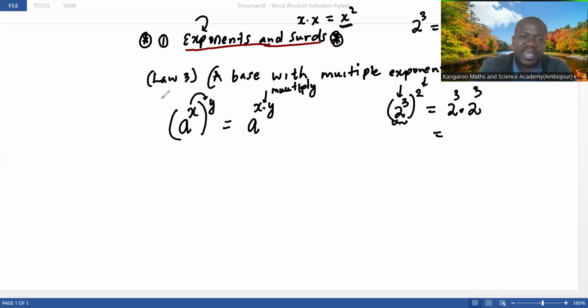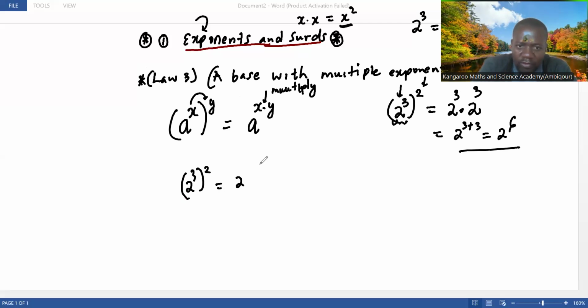And this is the key, guys. Actually, law 1, law 2, and law 3 are the keys in maths. So you see, this becomes 2 to the power of 3 plus 3, which is just 2 to the power of 6. To avoid doing this, you just have the 3 and the 2. By using this, we have 2 to the power of 3, everything to the power of 2. This is just 2 to the power of 3 times 2, which is just 2 to the power of 6. You see, it's the same answer.